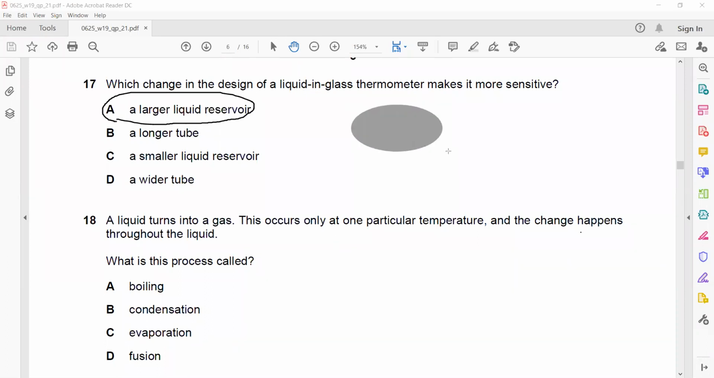The greater the size of the bulb, the greater the amount of liquid, so the expansion will be greater. When you have two capillaries of the same size, and one has a larger bulb, then when the larger bulb absorbs energy, it will show a greater change in the amount of liquid as compared to the smaller bulb. So a larger liquid reservoir means where you store things. Where we are storing the liquid in a thermometer, that's the bulb.